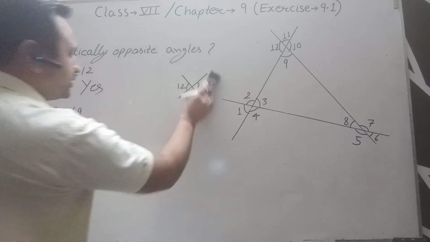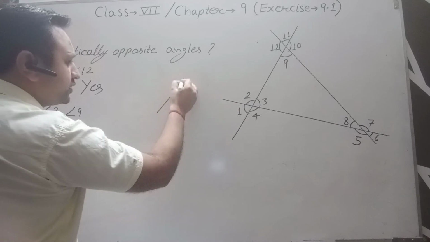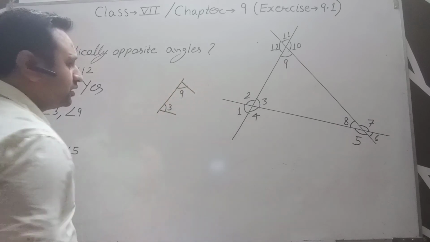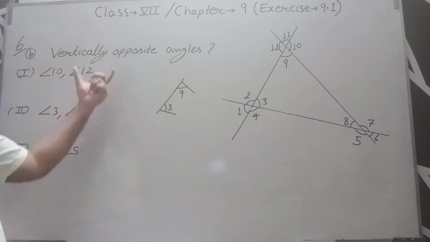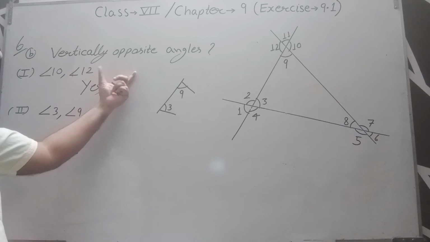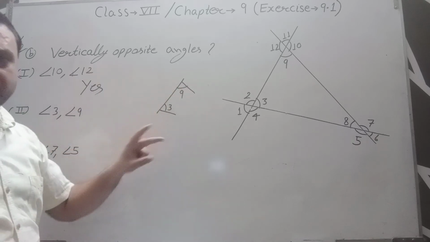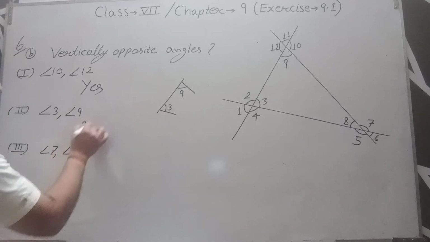Angle 3 and angle 9. According to the position of the angles, both angles are like this. We observe that they do not satisfy the property of vertically opposite angles because there are three lines and we require only two lines. So these angles are not vertically opposite angles.